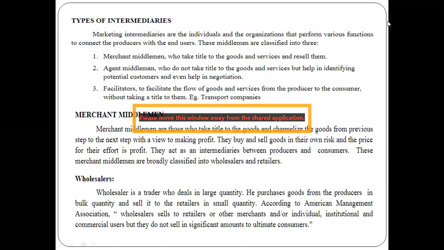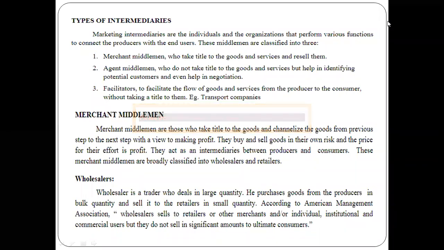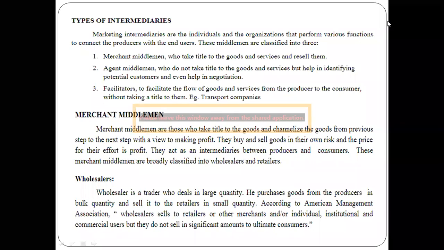Now, the types of intermediaries. Marketing intermediaries are the individuals or the organizations that perform various functions to connect the producers with the end user. They can be classified into three parts.